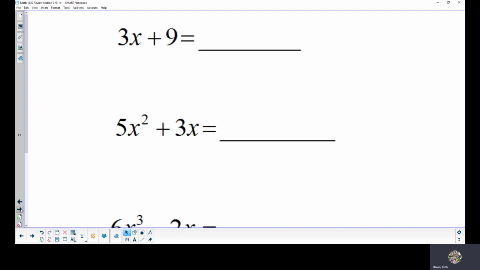Let's look at the first problem that I've already read, which is 3x plus 9. The first thing we always look for in factoring is the common factor. 3x plus 9, they share a 3. 3 divides into both terms. So we'll write the 3 out front, then parentheses to show what's left. So we're going to divide the 3 into both terms. 3 goes into 3x and leaves an x. 3 goes into 9 and leaves a 3.